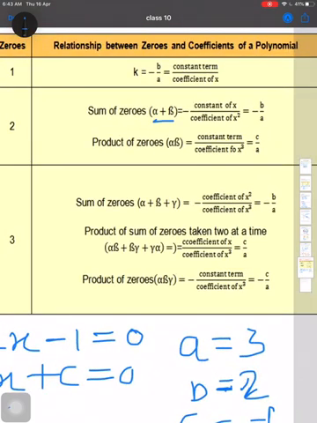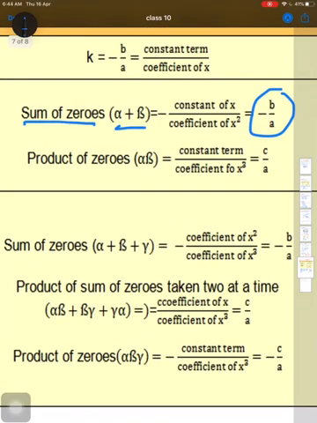If this is a quadratic equation and there are two zeros, suppose the zeros are alpha and beta, then the sum of the zeros, if you don't know the zeros and still you want to know the sum of the zeros, there is a formula: minus b by a. What is b? b is the coefficient of x, and a is the coefficient of x square.